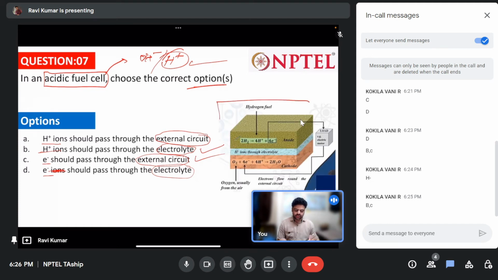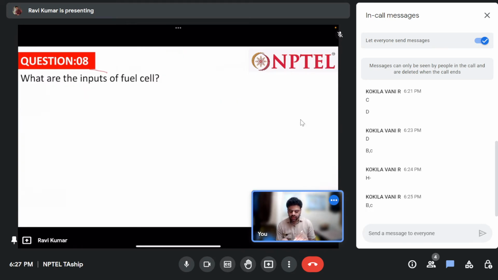Here you can see this is the fuel cell, and this ion is flowing through the electrolyte, and these electrons are flowing externally. So yes, B and C are the correct answer here. Let's move to the next question, which says what are the inputs of a fuel cell? These are the options.